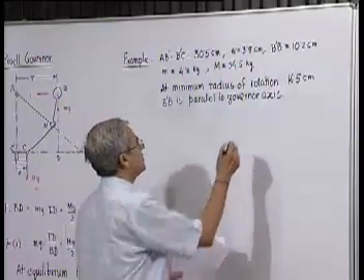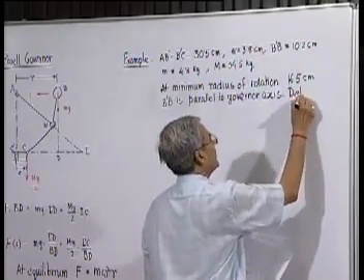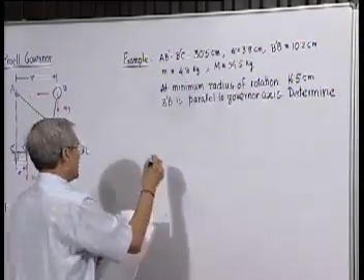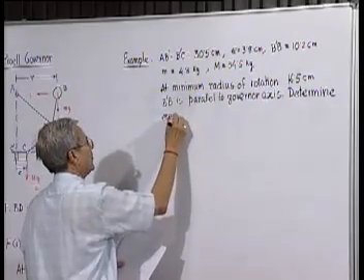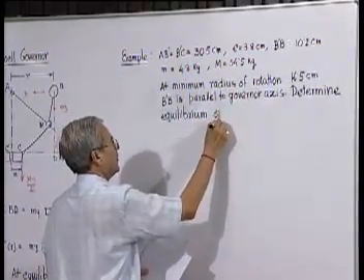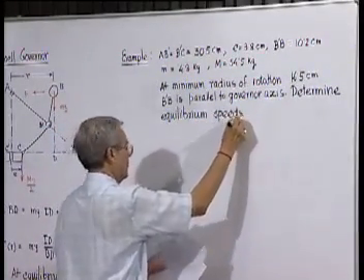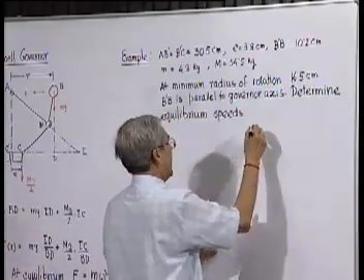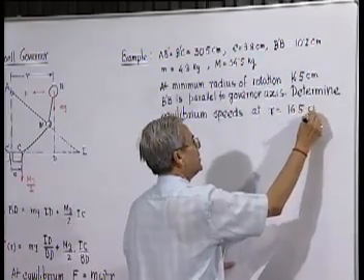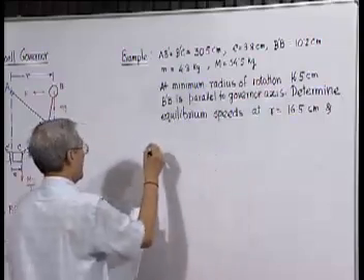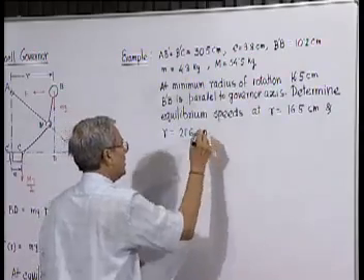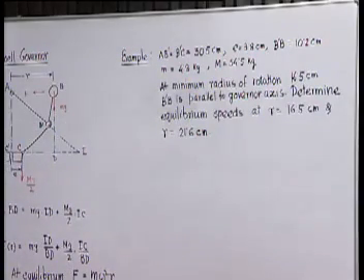so what we have to do is determine the equilibrium speed at r equal to 16.5 centimeter and r equal to 21.6 centimeter. So this example will tell us how to handle such problems.